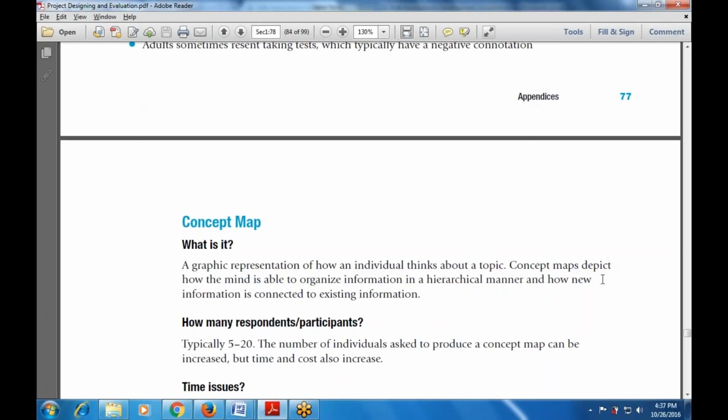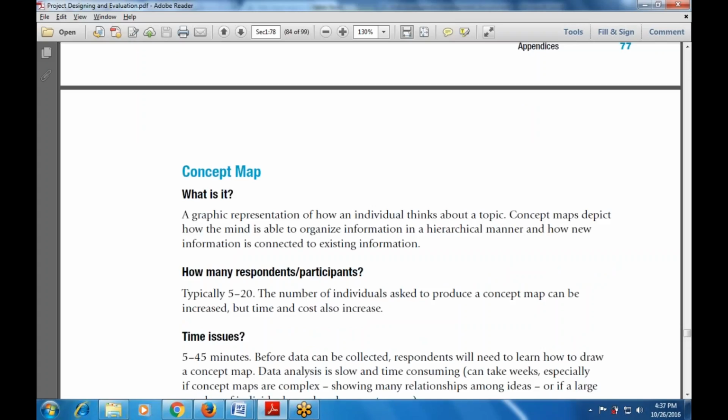Then the concept map also depicts how the mind is able to recognize information in a hierarchical manner. That means what comes first, what next, what next. So new information is connected to the existing information. Everything is in the hierarchy: first the old manner, then the second, then the third, whatever manner is used with the information in the hierarchy.